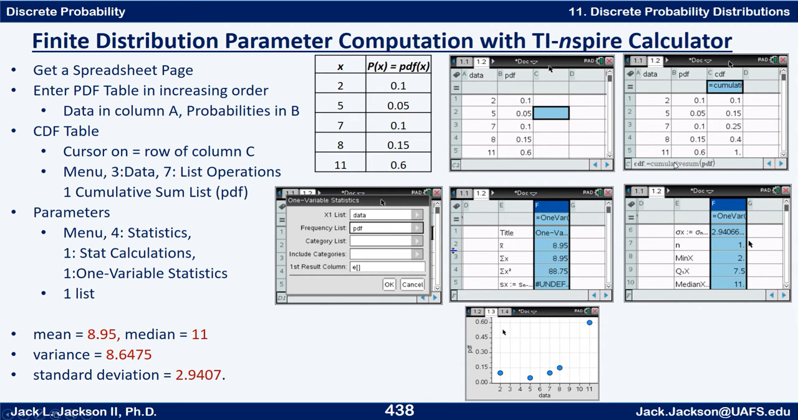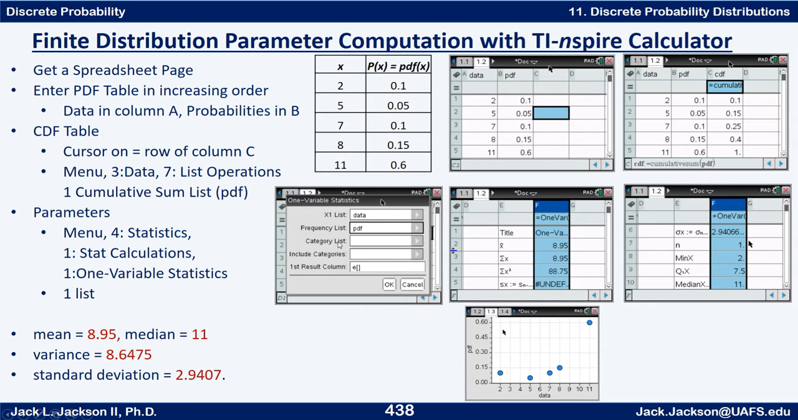And you can get cumulative sum from the menu. Hit the menu button, do 3 data and 7 list operations, and choose number 1, cumulative sum. So you can find those through the menus, and it will give you that. Now to compute the parameters, there's a CDF then in column 3, and I labeled it CDF.